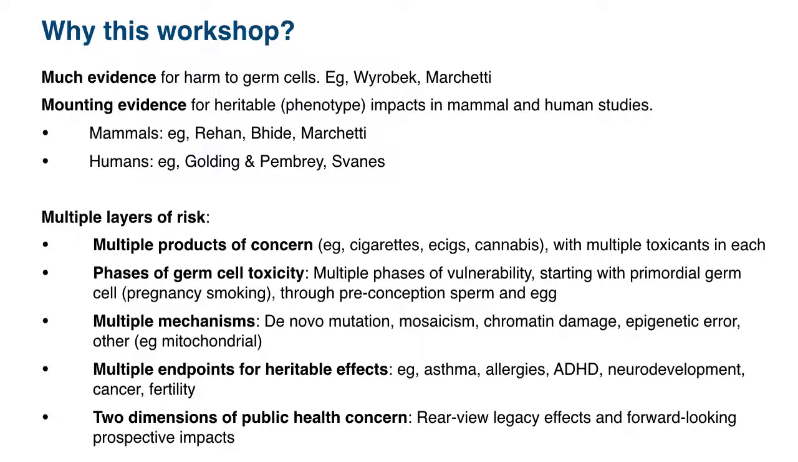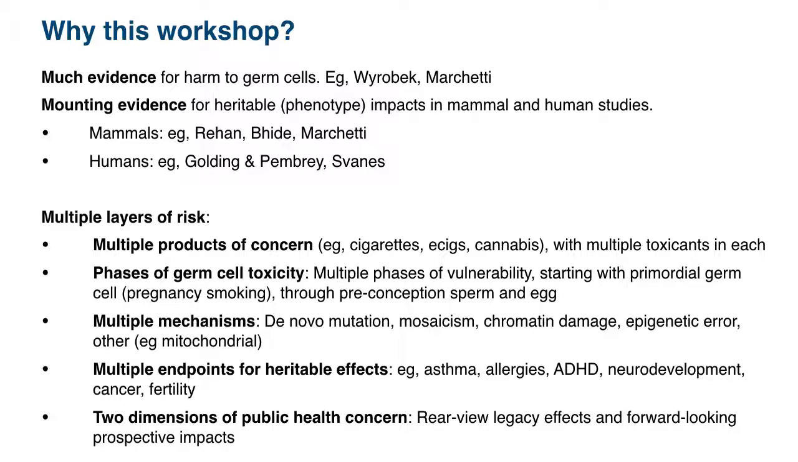There are many vulnerable phases along the human life cycle, beginning with a primordial germ cell through gametogenesis into fertilization, post-fertilization embryo, fetus, and then, of course, childhood, puberty, and adulthood. And each phase features different sets of molecular vulnerabilities. And in each phase, there are multiple mechanisms at play: de novo mutation, mosaicism, chromatin damage, epigenetic errors, or even other things like mitochondrial effects.